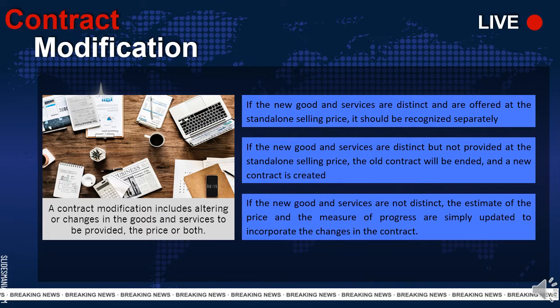If the new goods and services are distinct but not provided at the standalone selling price, the old contract will be ended and a new contract will be created. And last, if the new goods and services are not distinct, the estimate of the price and the measure of progress are simply updated to incorporate the changes in the contract.